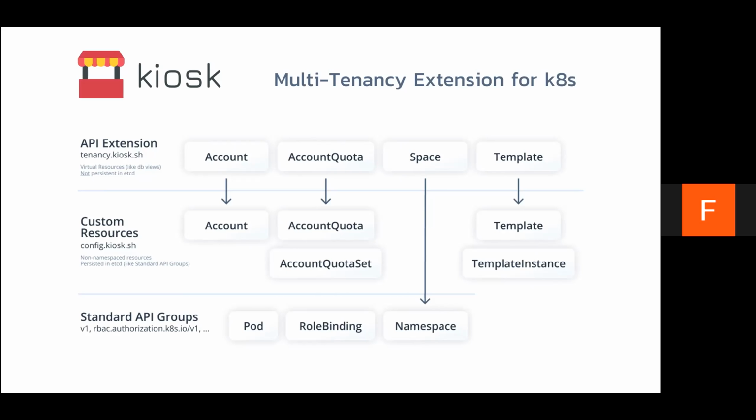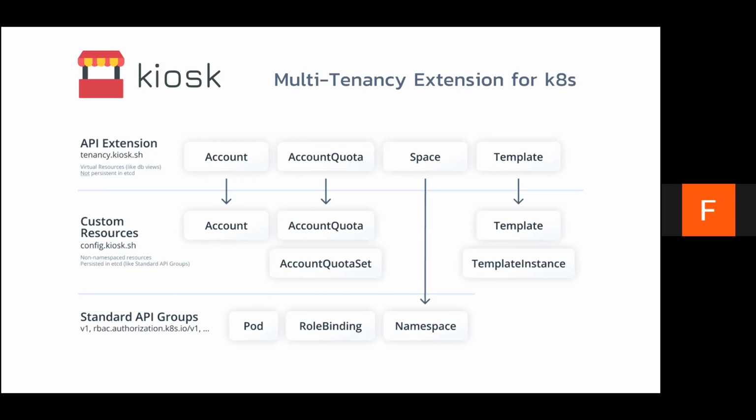Basically, Kiosk has this basic idea of an account, similar to what the tenant controller has as a tenant, as Lucas already mentioned. And in Kiosk, there are basically two big components which Kiosk is implemented on. The first thing is that Kiosk starts its own Kubernetes API server for certain resources, which are all virtual. You can see them at the top, the tenancy.kiosk.sh API group, which are mostly just views that reflect other resources but circumvent the list problem, like the project in OpenShift. And these are completely optional.